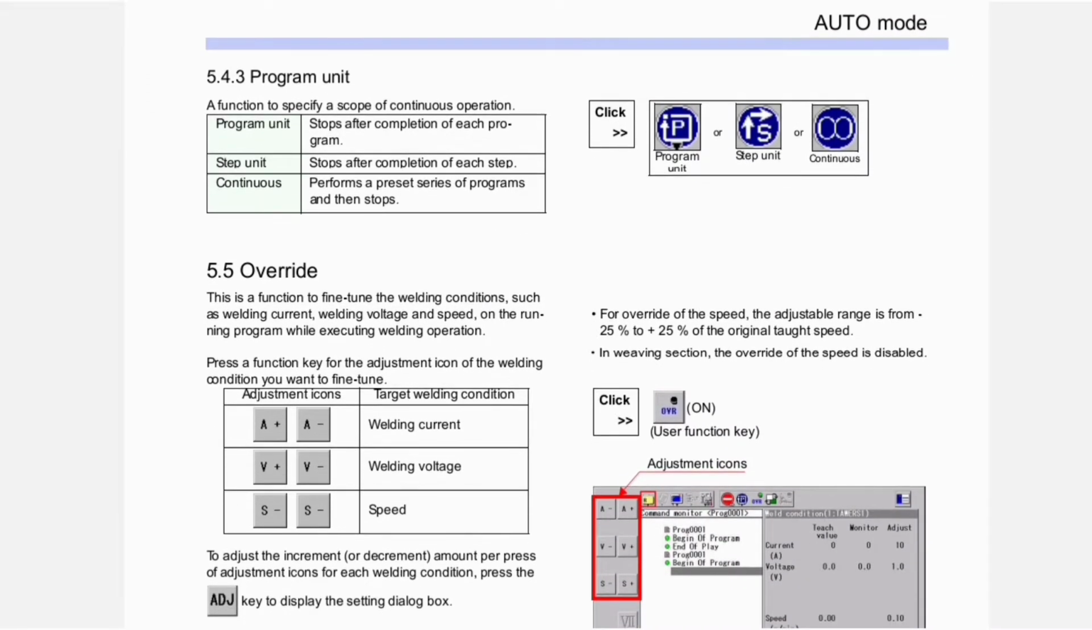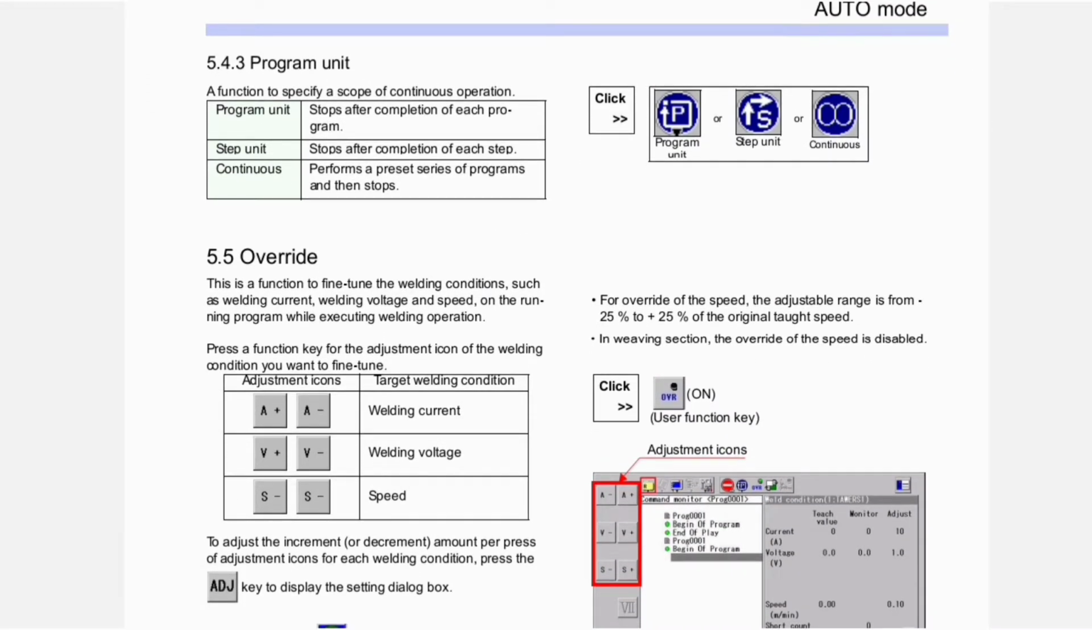Next is program unit, a function to specify a scope of continuous operation. Program unit stops after completion of each program. Step unit stops after completion of each step. Continuous performs a preset series of programs and then stops. Here you can see, click program unit, step unit, continuous.